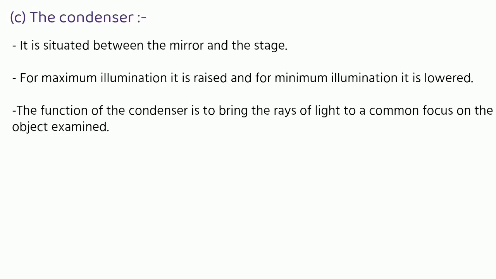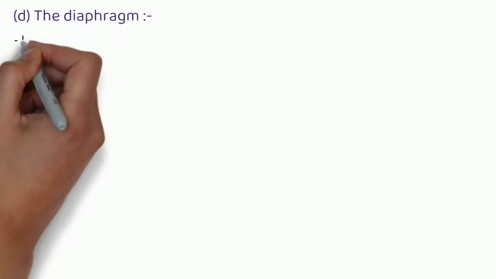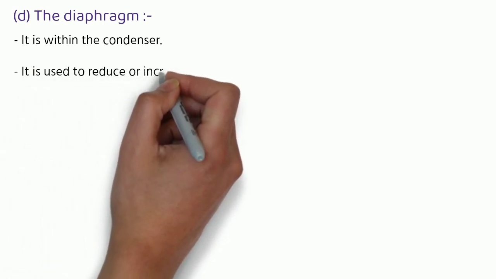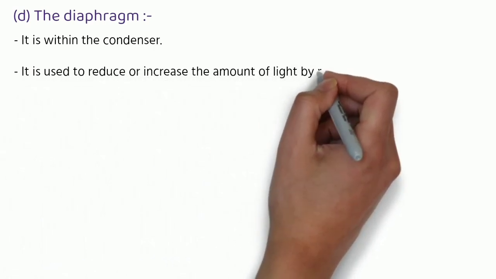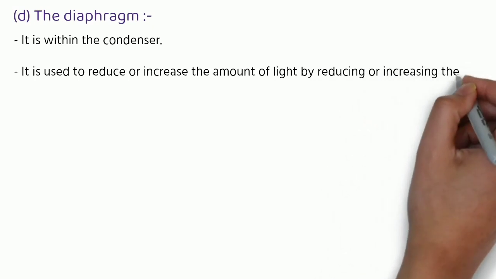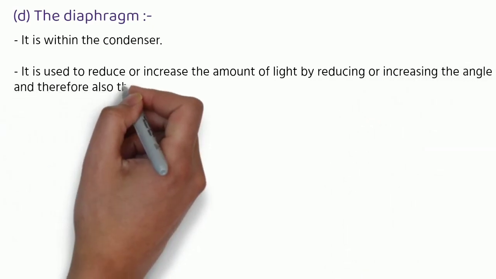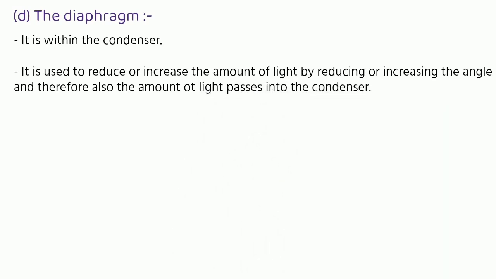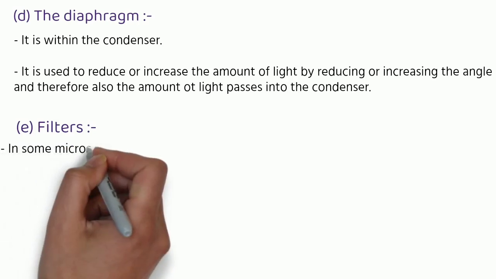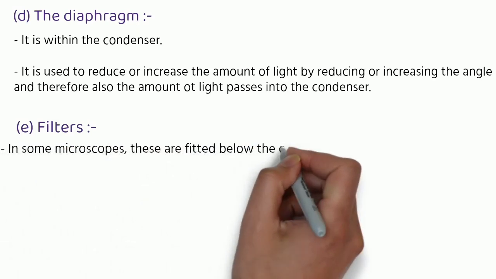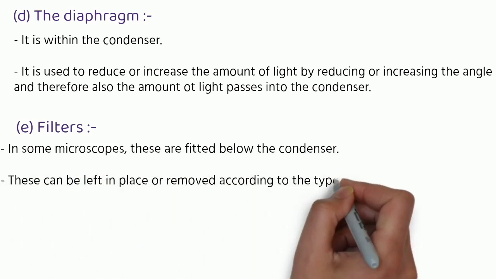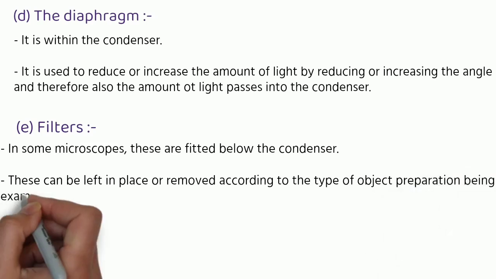Then the diaphragm, which is within the condenser. It is used to reduce or increase the amount of light by reducing or increasing the angle, and therefore the amount of light passing into the condenser. Then the filter. In some microscopes a filter holder is fitted below the condenser, and filters can be left in place or removed according to the type of preparation being examined.